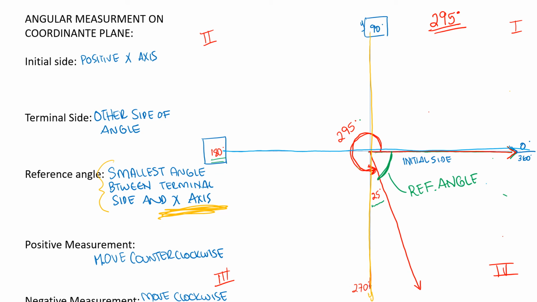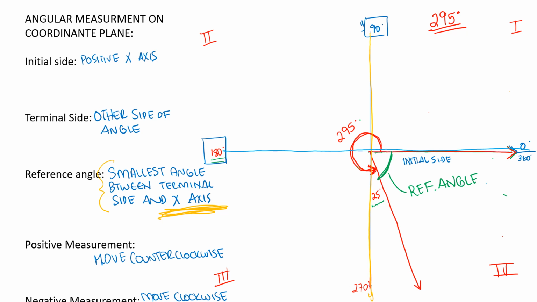Now let's do the 45. 45, I think we used blue. So initial side is the same, and then I want to make a 45-degree reference angle. So I want this to be 45 degrees. And I'm looking for what's the measurement of this whole angle. So again, it's going to be 45 degrees past 180. So do 180 plus 45. 180 plus 45 will give you 225. So that means this is 225 degrees, and 225 degrees has a reference angle of 45.